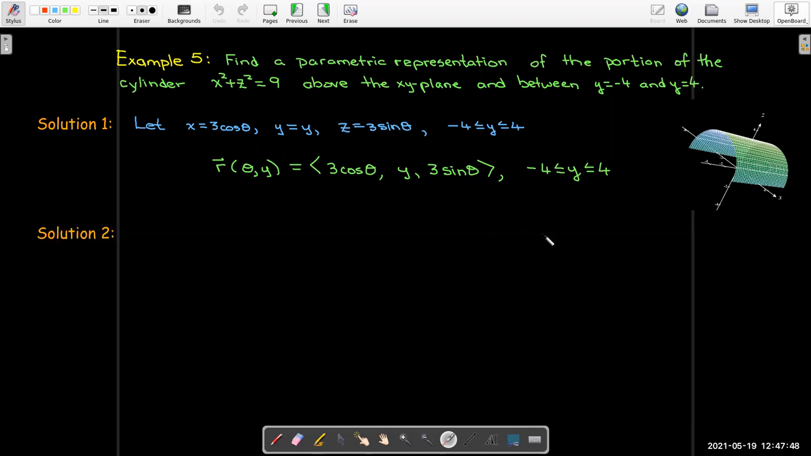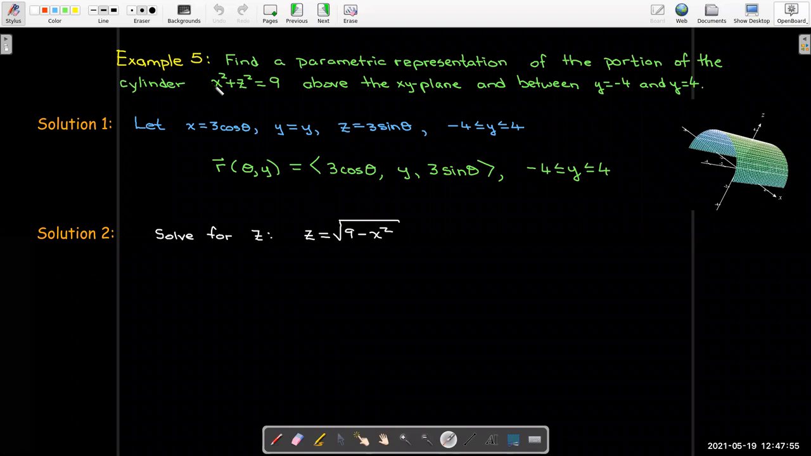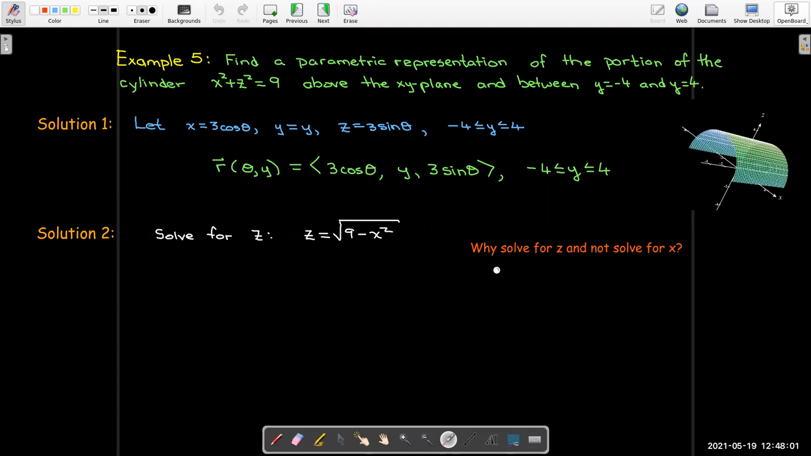So in solution 2, I'm going to solve this for z. Now, why did I choose z? Why didn't I solve for x? Well, I can write z as a function of x because we're only using the positive square root, which is needed. If I try to solve for x, I need to have a plus and minus in front of the radical sign, which would not be a function. And that is one thing that is true. All of these component functions have to be functions. So I couldn't have a plus or minus in front of a square root in a parametric representation. I would no longer have a function. So that's fine. I'll just solve for z.